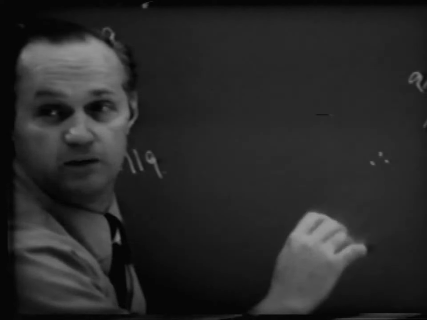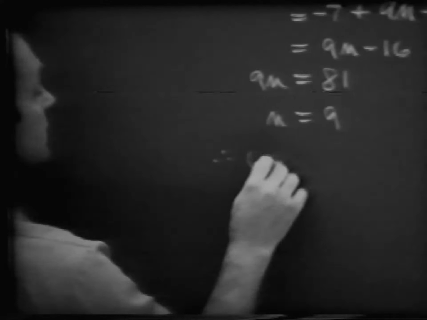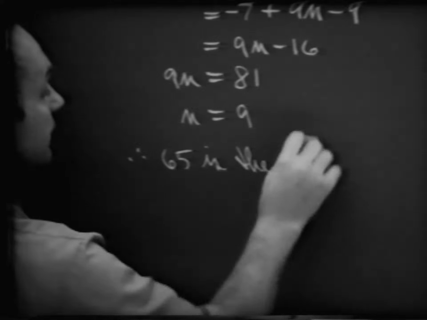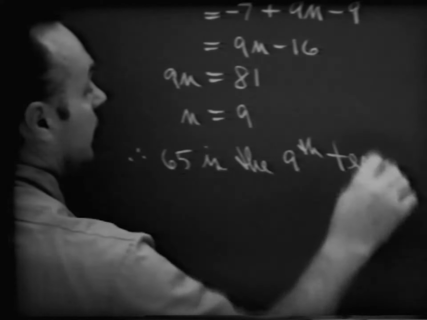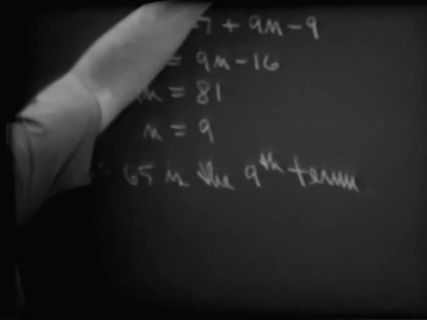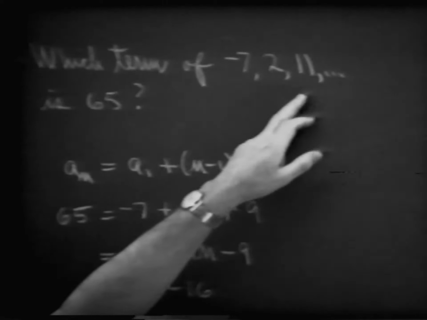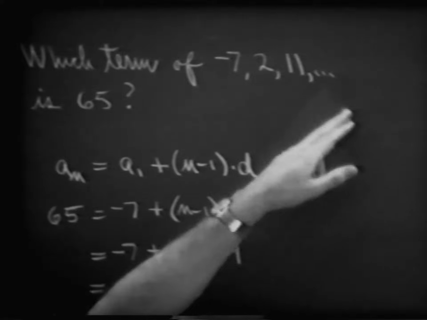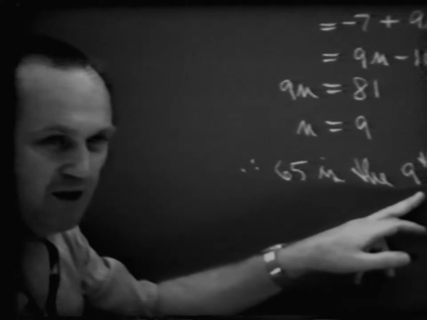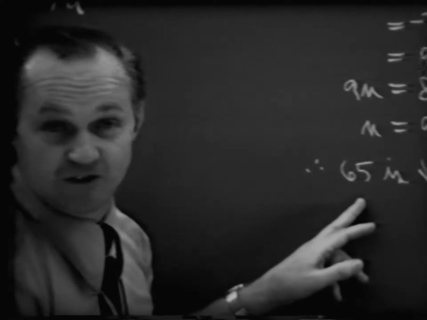Therefore, what can we say? But 65 is the what? Is the 9th term. All right. Now I don't want to take the trouble to actually go through this, but negative 7, comma 2, comma 11, comma, and then you're adding 9 each time, the common difference, and when you get finally up to the 9th term, the number there should be 65.